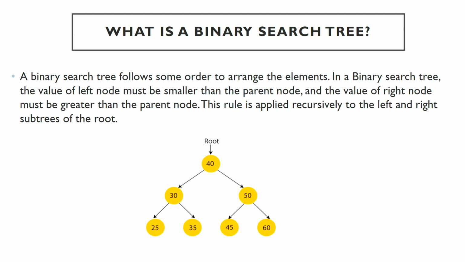This is one property: 40 is the root node, the left child will be smaller and the right child will be greater than the value of the root node. So it is a property.